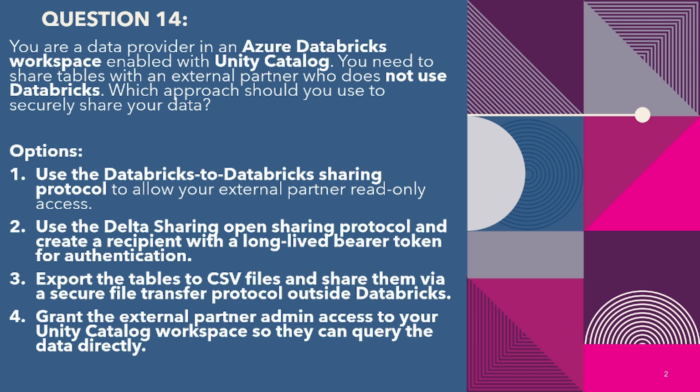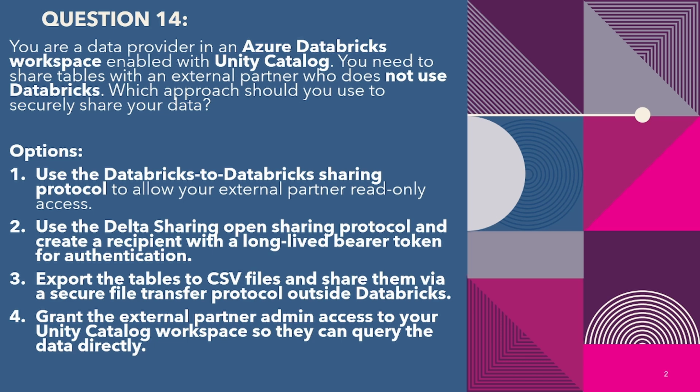Here are the options you might be considering. Use the Databricks to Databricks sharing protocol to allow your external partner read-only access. Use the Delta Sharing open sharing protocol and create a recipient with a long-lived bearer token for authentication. Export the tables to CSV files and share them via a secure file transfer protocol outside Databricks. Grant the external partner admin access to your Unity Catalog workspace so they can query the data directly.